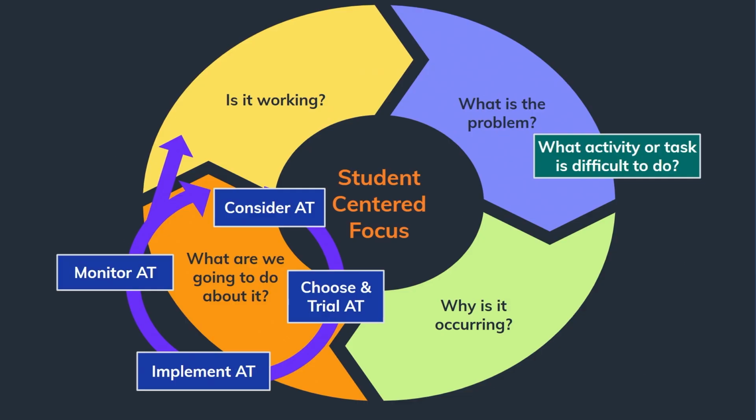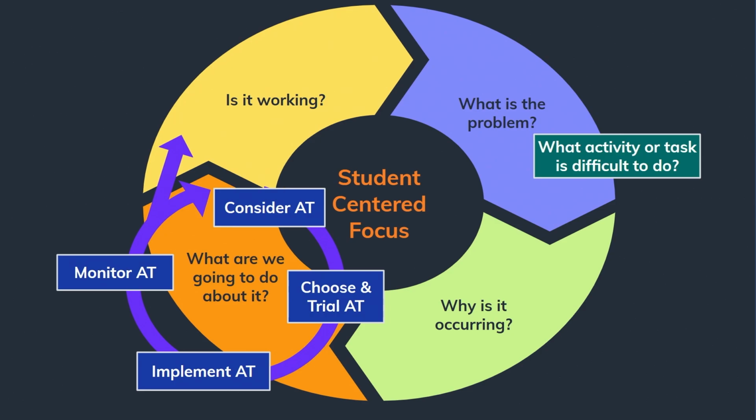So what activity or task is difficult for that student to do? And then why is that activity or task difficult? And then what are we going to do about it? Do we need to adjust the AT, or are things working well? This is an ongoing cycle that the team should be constantly kind of aware of, and talking to each other about, so that way that student is getting the full range of supports that they might need.